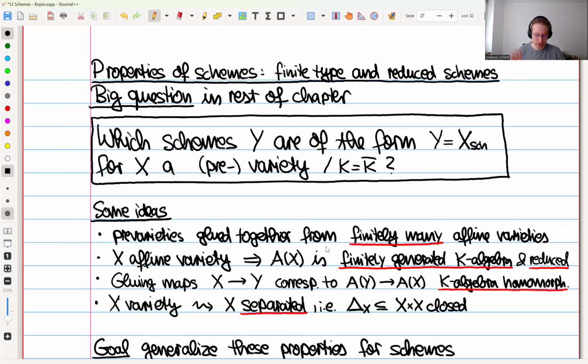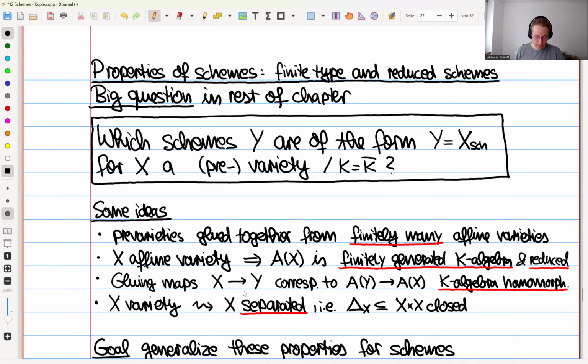Then, even on the level of affine varieties, we knew that the coordinate ring is always a finitely generated K algebra, and it's also reduced. So all of these properties here, we would somehow need to impose on the scheme level. This was on the level of the individual objects, and then also for the morphisms.